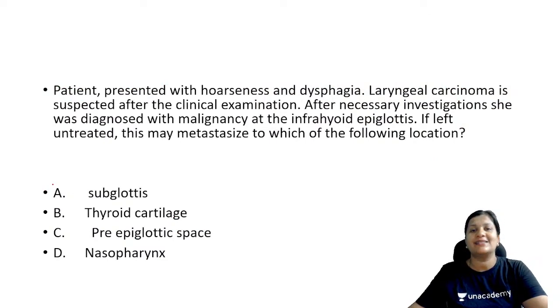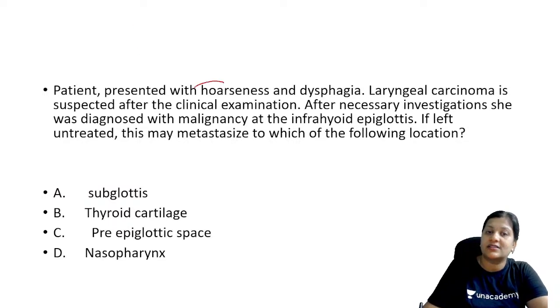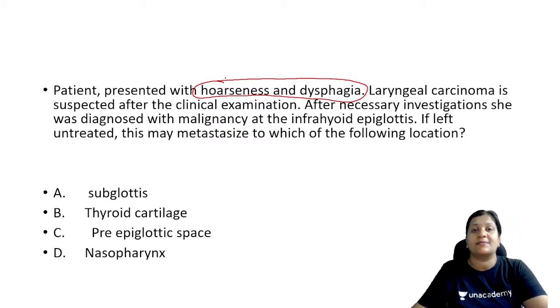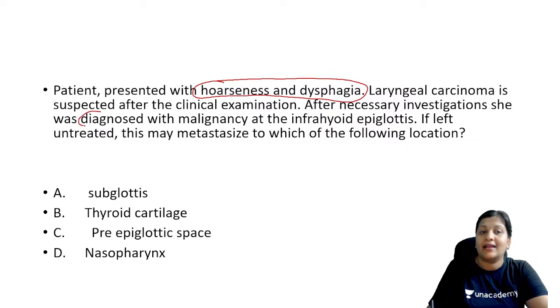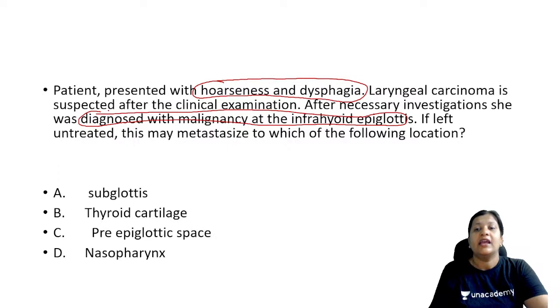A patient presented with hoarseness of voice and dysphagia. So what are the symptoms? Hoarseness of voice and dysphagia. Laryngeal carcinoma is suspected after clinical examination. After necessary investigation, she was diagnosed with malignancy of the infrahyoid epiglottis. If this condition is left untreated, this may metastasize to which of the following locations? Subglottis, thyroid cartilage, pre-epiglottic space or the nasopharynx?